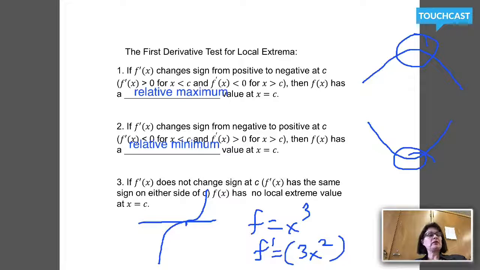Notice here this function, x cubed, is always increasing, so f prime must always be positive. Notice 3x squared has no negative output values. So you can't just go looking for critical points and assume they're going to be relative mins or maxes. You have to double check that your derivative, your f prime, actually changes sign there. If you have a critical point c at which f prime does not change sign, either was positive and stays positive or was negative and stays negative, you have no local extreme value at that point.